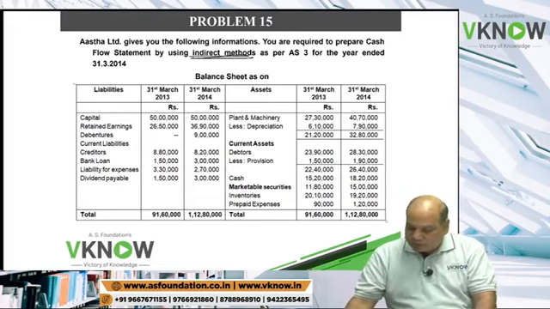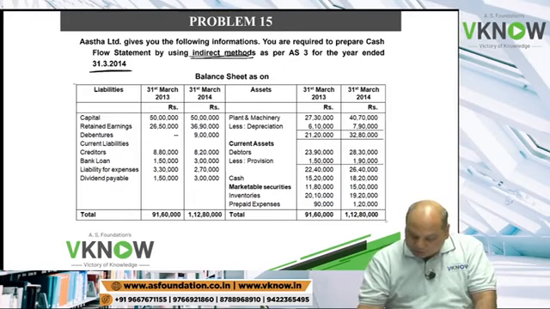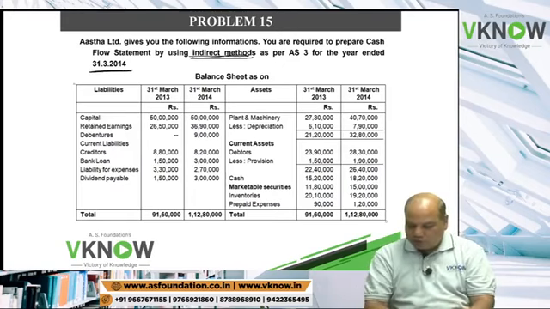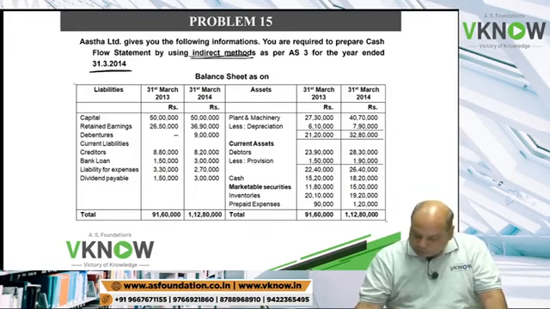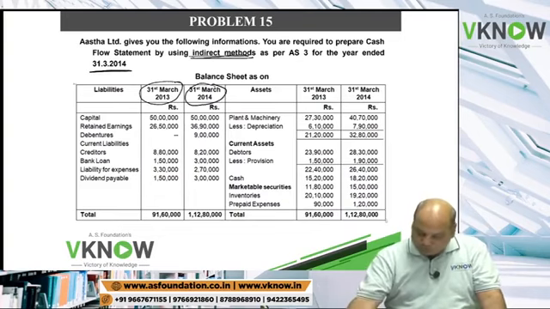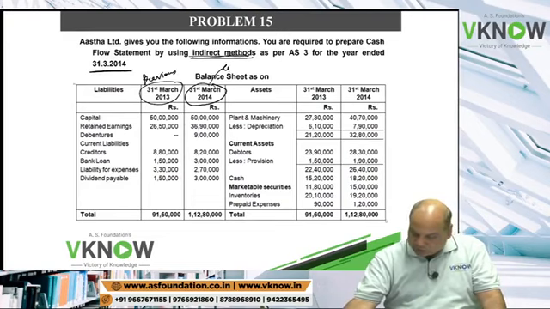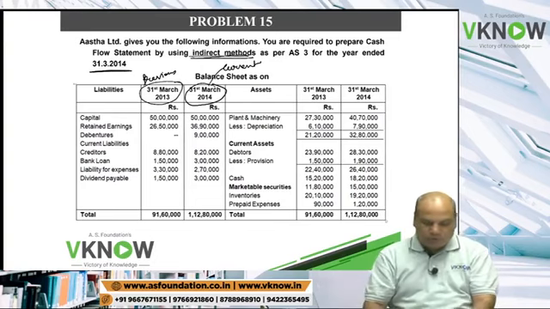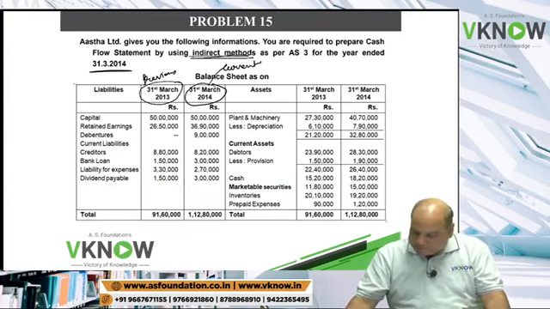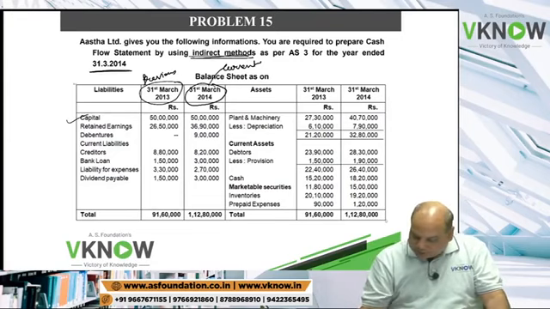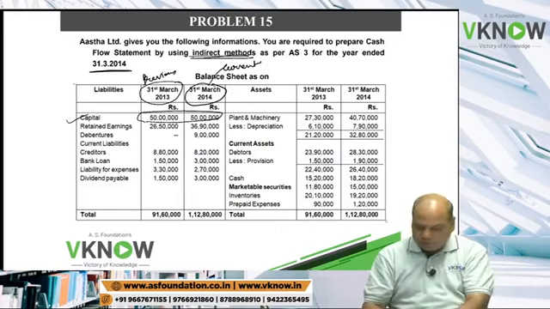As per AS 3, for the year ended 31st March 2014, balance sheet as on 31st March 2013 and balance sheet as on 2014. This is the previous year and this is the current year. Come to the next line. Asset side, first liability side, capital. Capital has no change.